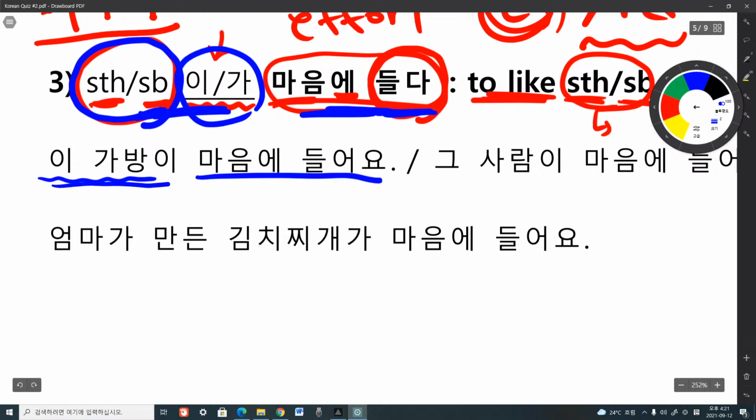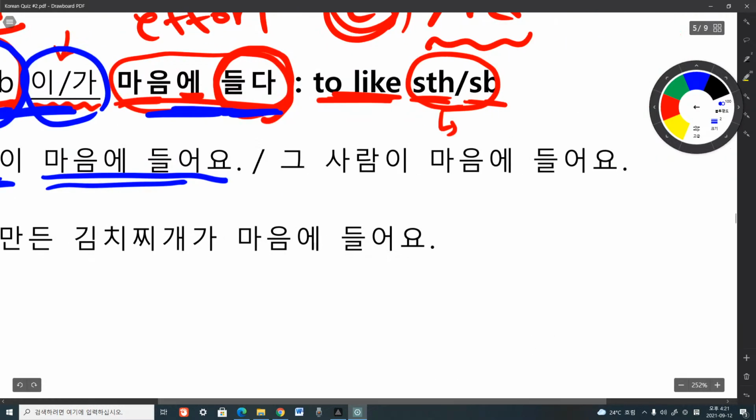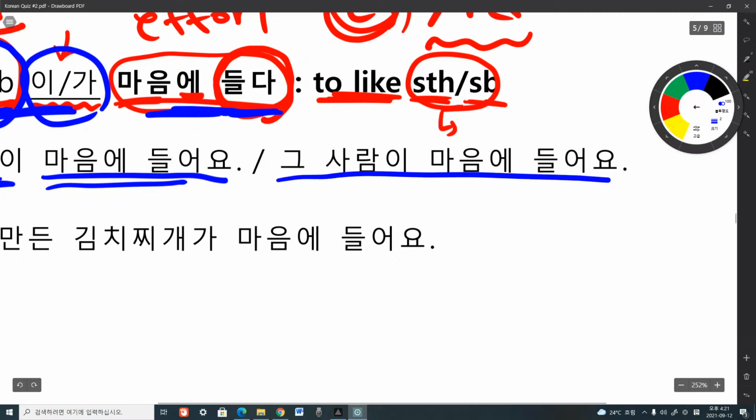This bag 마음에 들어요. I like it. This bag comes into my mind. So it's like I like this bag. 그 사람이 마음에 들어요. I like that person. 그 사람이 마음에 들어요.